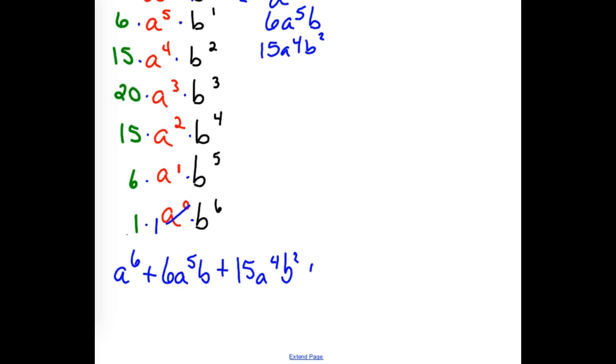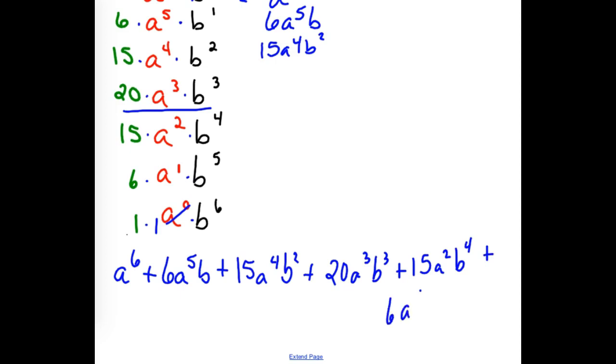Okay, next term. Here I need a 20a cubed b cubed. Then I need a 15a squared b to the 4th. I need a 6a to the 1st b to the 5th. And I need b to the 6th. Okay?